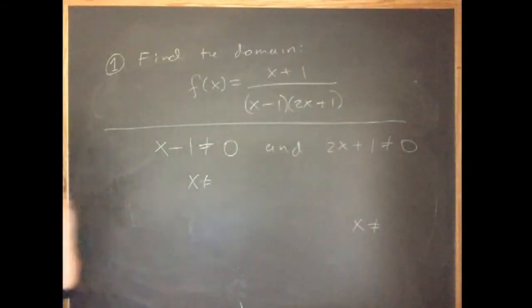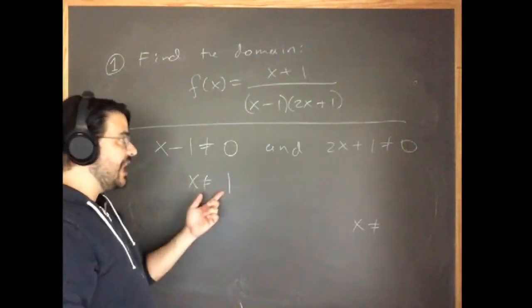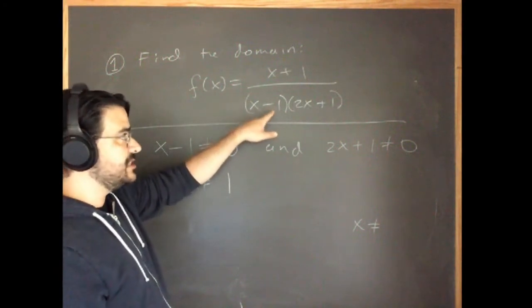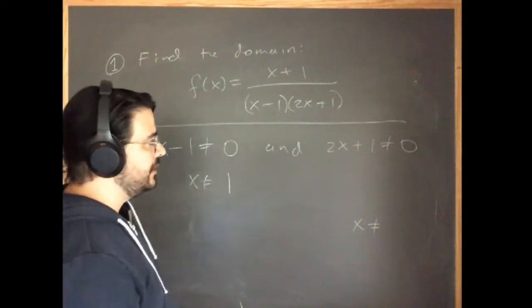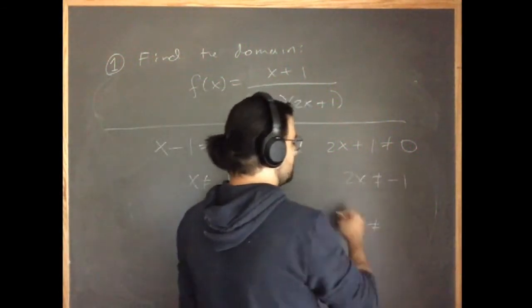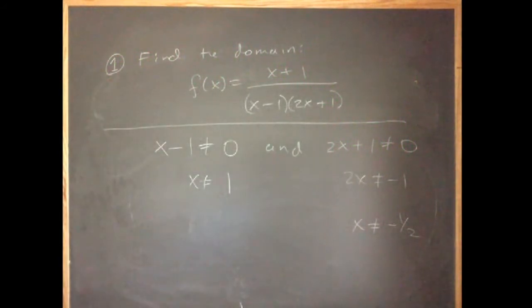What are the 2 values that we need to remove from the domain? Okay, so this one is going to be 1, so we just add 1 to both sides. And x is not equal to 1, because we can't plug in 1 for this piece here. If we did, we would get 0. So we can't plug in 1. And then this one over here, we subtract 1, and then divide by 2. And so we get negative 1/2. Okay, so those are the 2 that we need to remove.